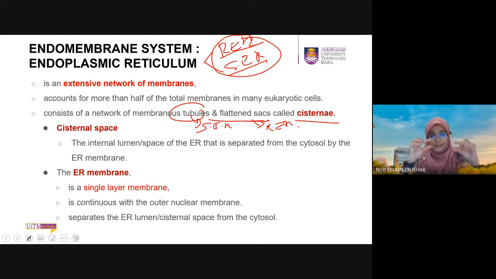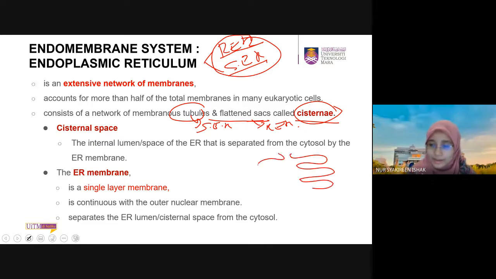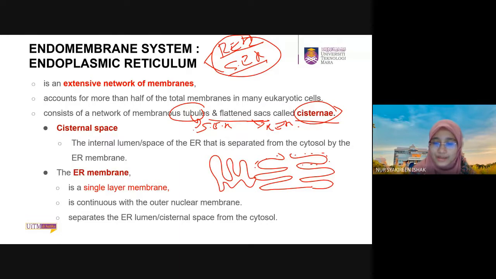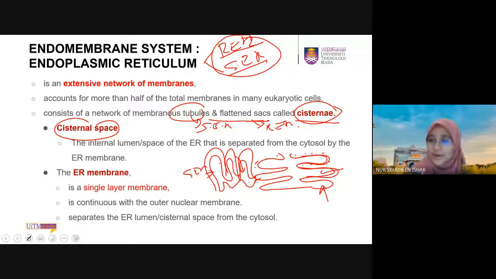So all these membranous tubules or membranous sacs, we call them as cisternae, okay? So within this cisternae, macam saya draw tadi kan, macam ni. Daripada raft, kan, ada ribosome all the way through. Daripada raft, kita ada tubules. So membrane dia connected. So ini adalah smooth ER, kan? So the spaces within these two organelles, we call it as the cisternal space. The flattened sac, the tubule, membrane ni, we call it as cisternae.